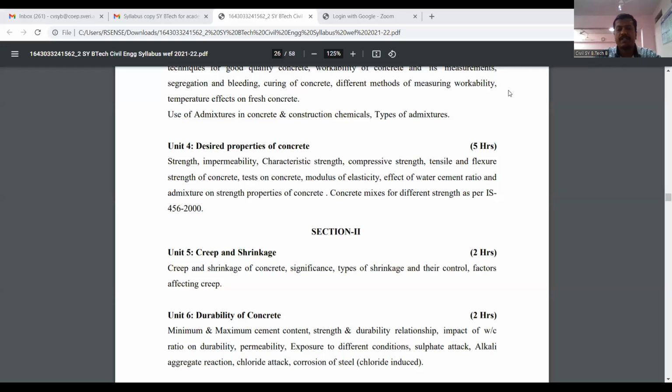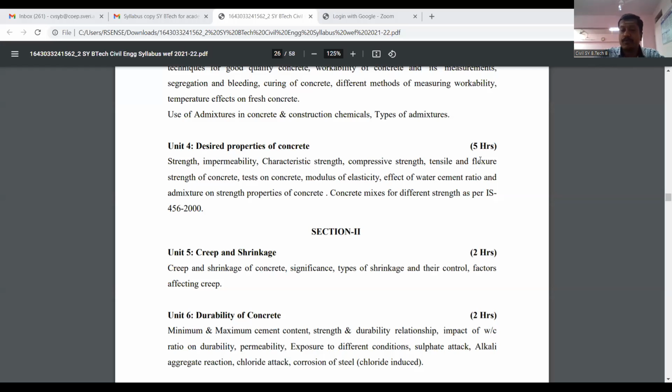We are going to start our chapter number 4. We have completed our chapter number 3 already, that is nothing but the desired properties of the concrete. Now, if you just see the syllabus, it's a revised syllabus that you have to use for this particular year. That is the BTech syllabus for the academic year 21-22. If you don't have the copy, maybe I will share or your class coordinator will share with everyone.